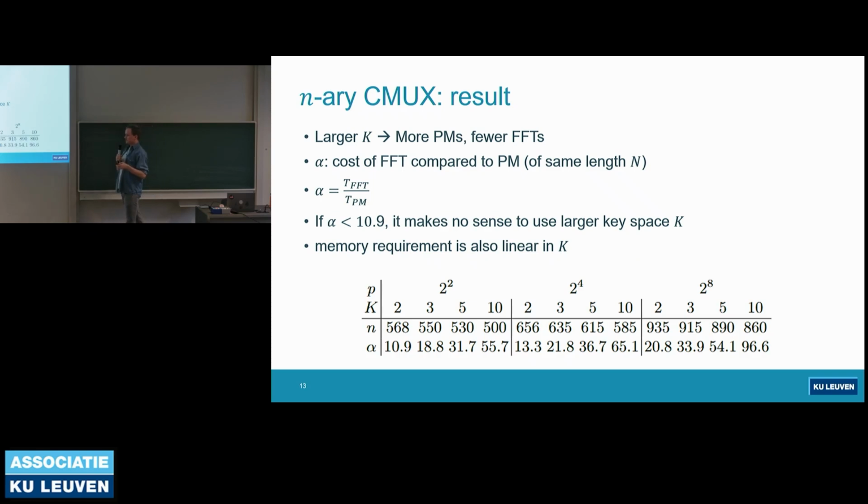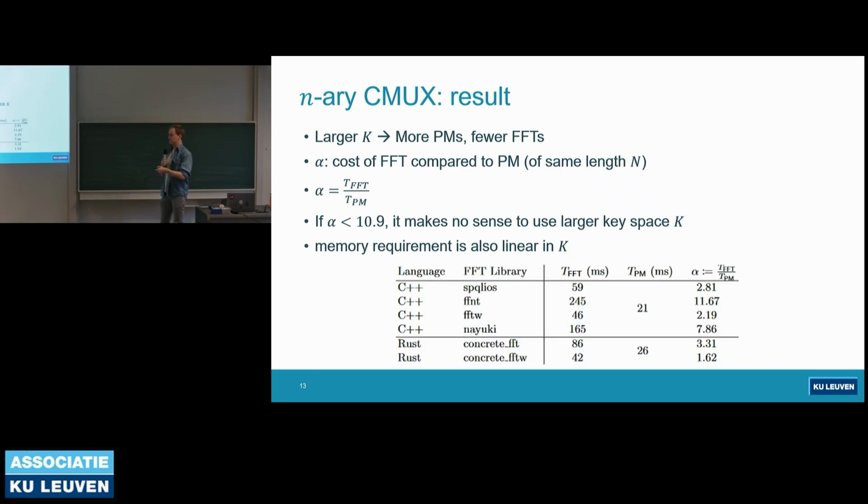So here I give a table. You can see depending on the P, of course, and the key size, that it's beneficial for alpha values of at least this. The largest value we have here is about 11. So we can actually say that if an FFT is not at least as expensive as 11 pointwise multiplications, then there's no use in getting a larger key space. Practical values of alpha, we tested a few of them for some C++ and Rust libraries, are actually quite a bit lower than 11. So we actually showed that it's not very useful to use larger keys, but we do say that it's possible.